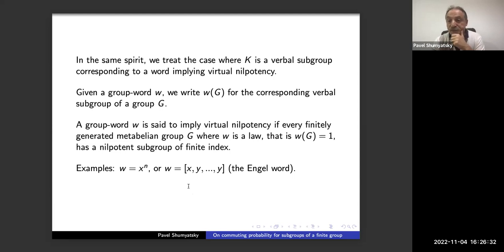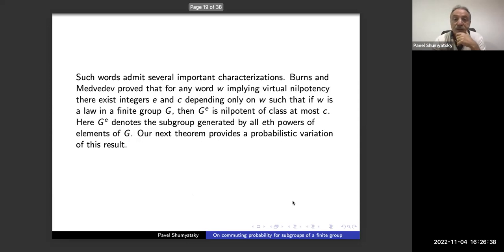And there are many other words that imply virtual nilpotency. And there are several important characterizations for such words. In particular, Burns and Medvedev proved that for any word W implying virtual nilpotency, there exist integers E and C depending only on W, such that if W is a law in a finite group G, then G to the E, that is the subgroup generated by all E-th powers of elements from G, is nilpotent of class at most C. And our next theorem provides a probabilistic variation of this result.